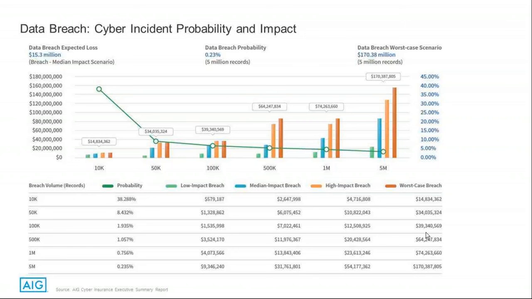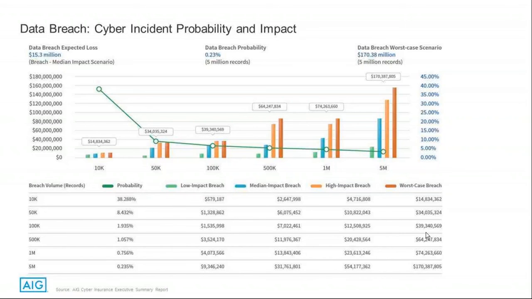The next step, of course, you can look at what are the costs associated with such a breach. And there you can run several scenarios. You can look at low cost or low impact breaches up to worst case scenario breaches. And here again, you can see the cost associated with such a breach, reaching from a little over $500,000 for a 10,000 record breach as a low impact scenario, over to over $170 million in a worst case 5 million records breach scenario.